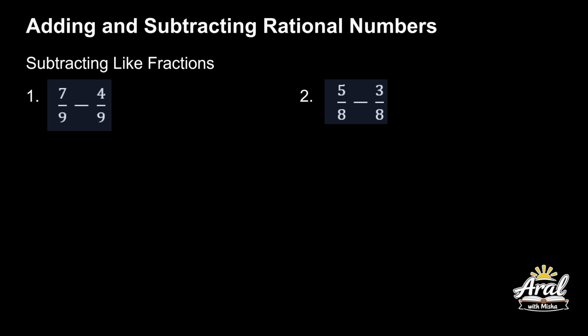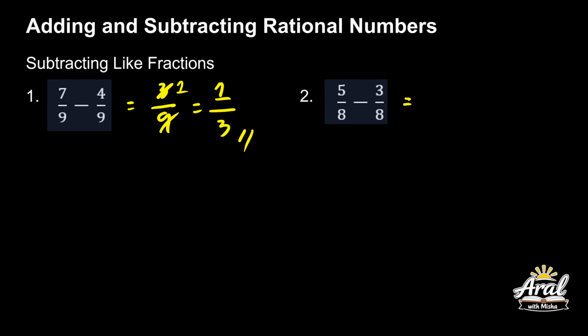Alright. So, subtracting like fractions, ganun lang rin. Kapag same yung denominator mo, diretso ka lang sa taas. So, 7 minus 4, 3 over 9. 3 over 9, is this the simplest form? No. So 3 divided by 3, that's actually 1. Okay. So, 9 divided by 3, that's 3. So the answer is 1/3. Okay.